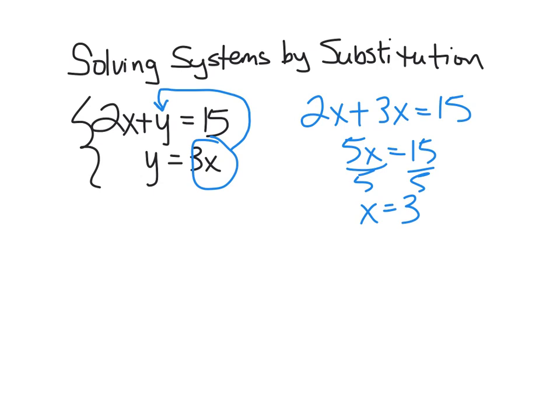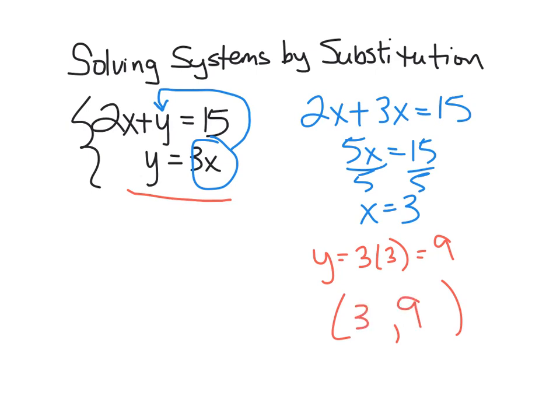Now I'm going to put that back in one of the equations so I can solve for y. I'm going to use this second equation. So this is y equals 3 times 3, the value of x I just found, and that is 9. The solution for this system is going to be an ordered pair, just like it would be if I graphed two lines and found the point where they intersected. So the x value first and the y value second. My solution is 3, 9. So that is our solution for this system. Let's look at another.